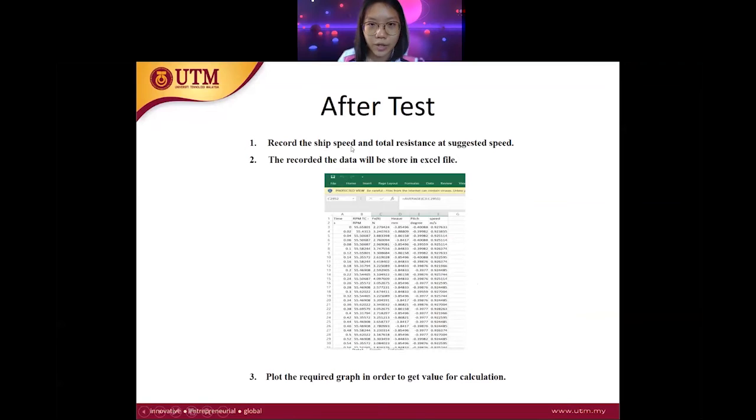After the test, we have to record the ship speed and total resistance at the suggested speeds given by our lecturer. The recorded data will also be stored in an Excel file, shown in the figure here. And lastly, plot the required graphs in order to get values for further calculations and results.